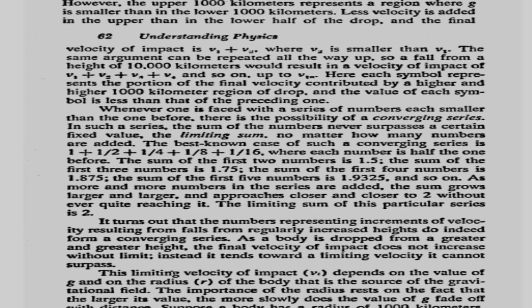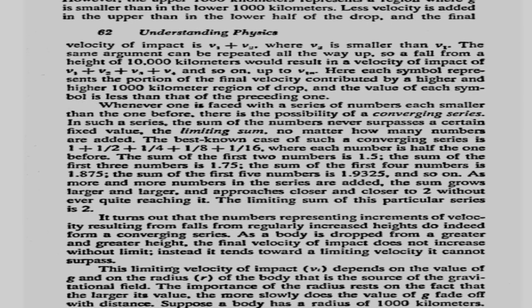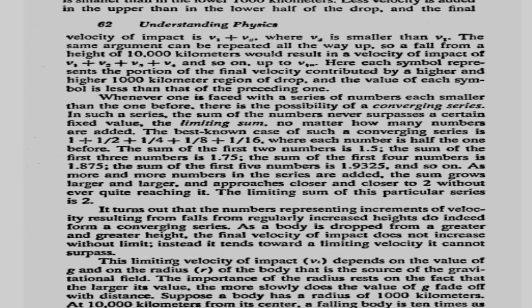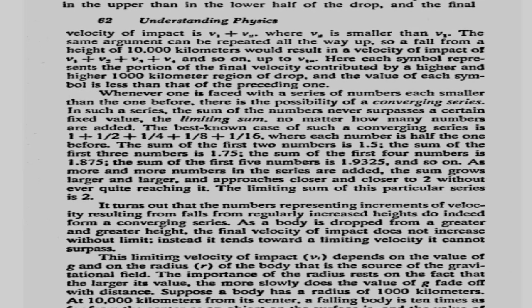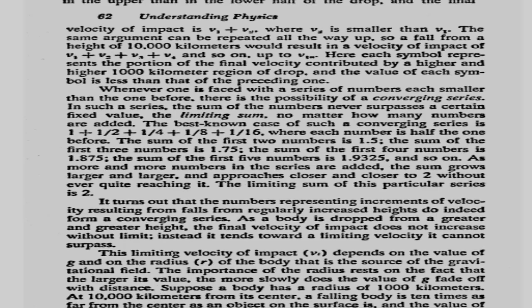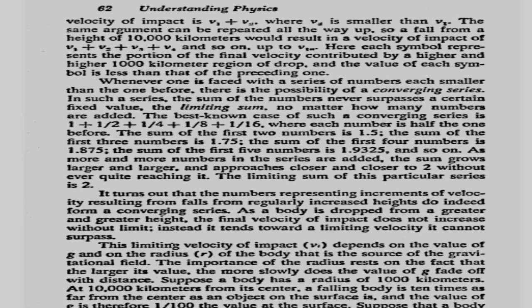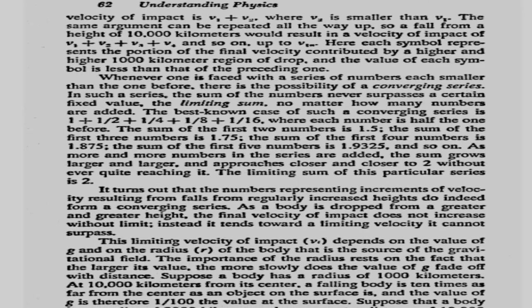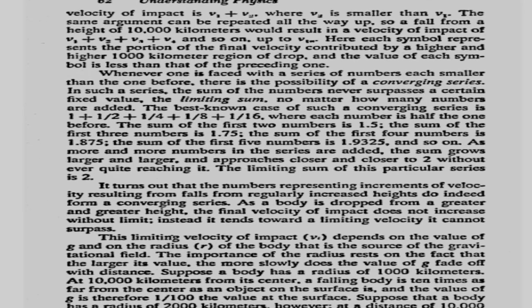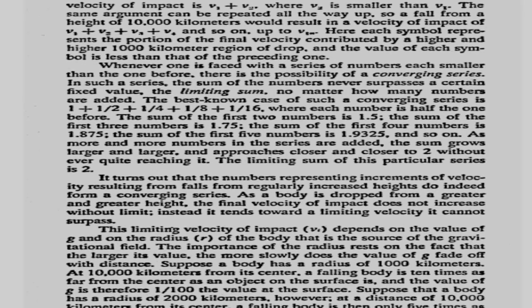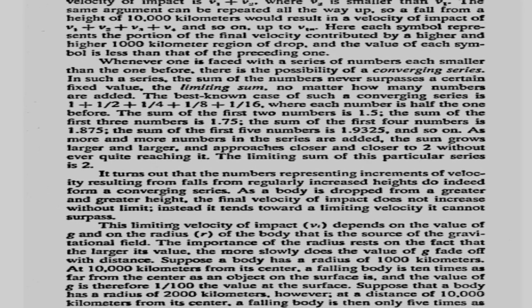The importance of the radius rests on the fact that the larger its value, the more slowly does the value of g fade off with distance. Suppose a body has a radius of 1,000 kilometers. At 10,000 kilometers from its center, a falling body is 10 times as far from the center as an object on the surface is, and the value of g is therefore 1/100th the value at the surface.